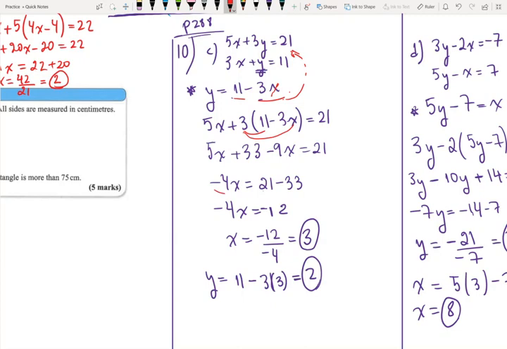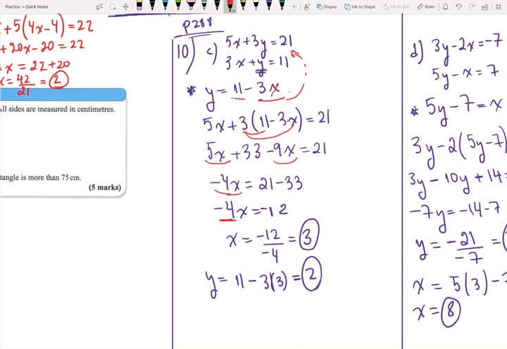Expanding, you're going to get 5x plus 3 times 11, 33, minus 9x equals 21. Now x is on one side and numbers on the other. As you're moving the number, you have to change the sign. So minus 4x is the result of 5x minus 9x, and then you have 21 minus 33, which is equal to minus 12. So x is equal to minus 12 over minus 4, because you have to divide by minus 4 both sides in order to have x alone without a coefficient. Therefore x is equal to 3.